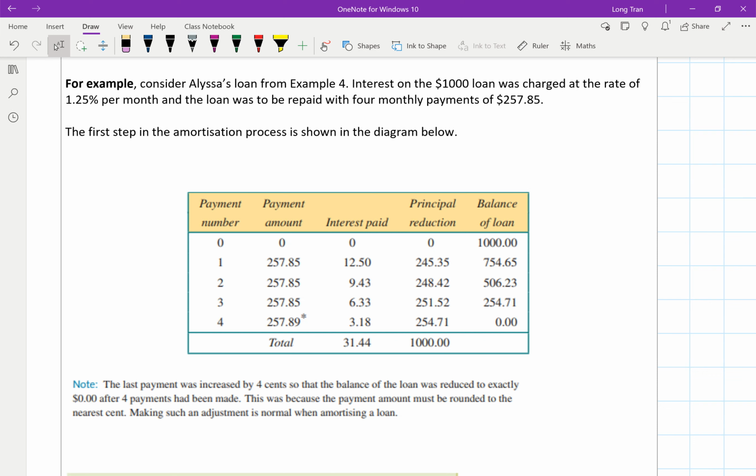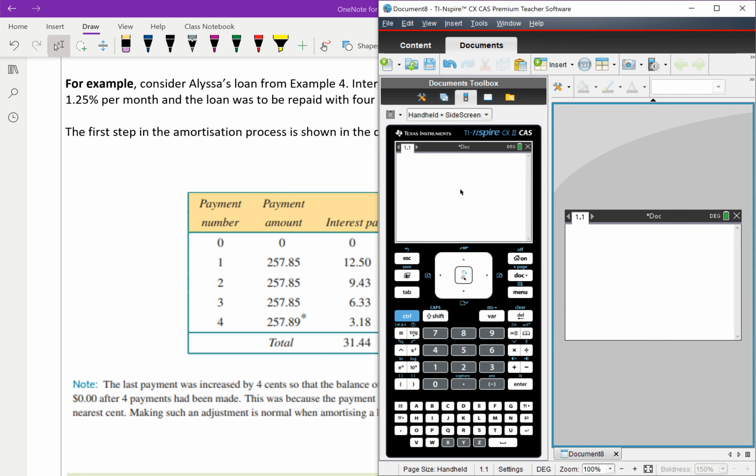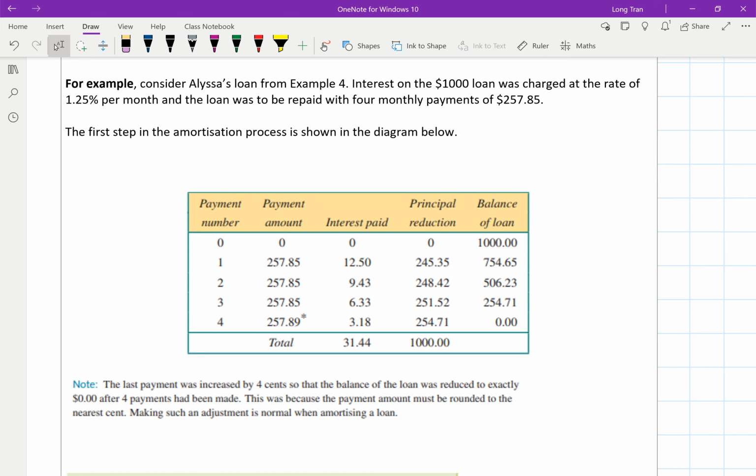So here, notice, $1,000, how did they get $754.65? Technically, if you've got $1,000 and you pay $257.85, we calculated that before. The amount should have been, and I'm just going to start from the beginning so you can see. If you owe $1,000 and you're going to pay back $257.85, this is how much should be left over. But that's not the case. If you have a look at the table, that's not 742. The reason why is because there's interest.